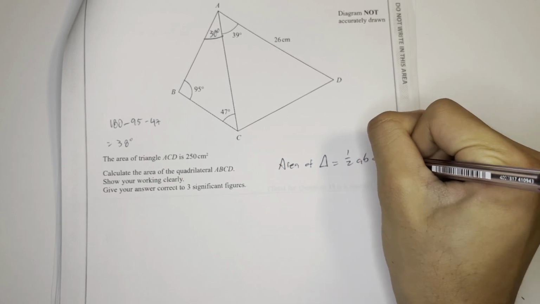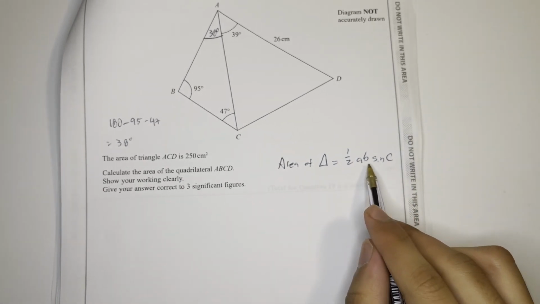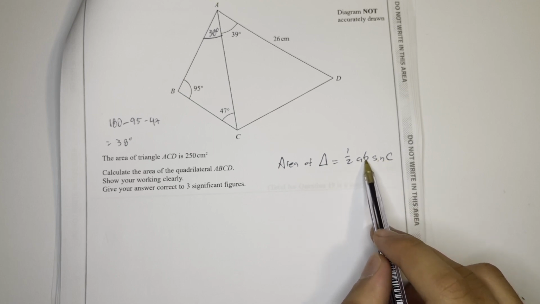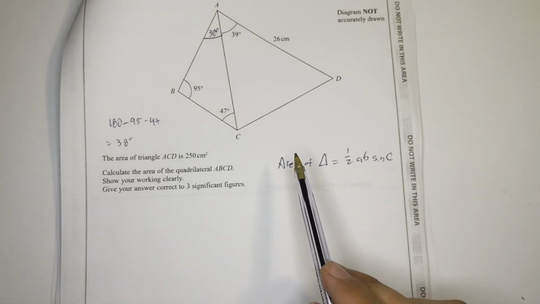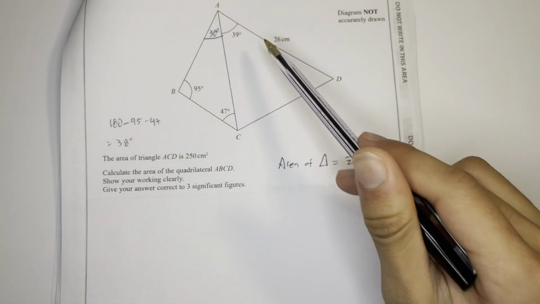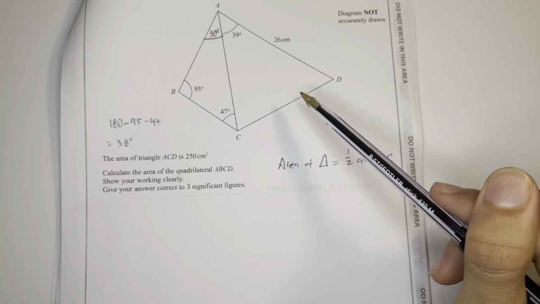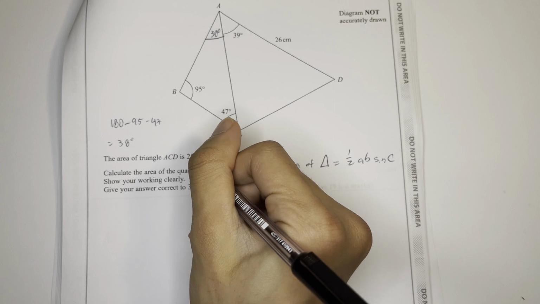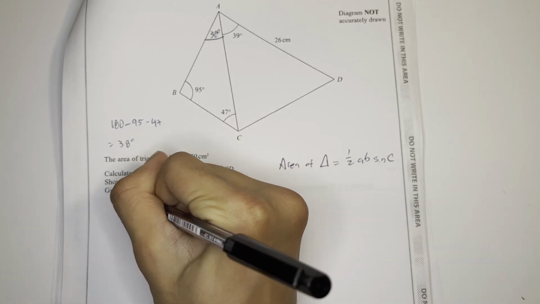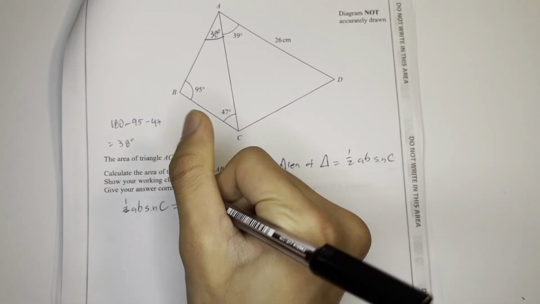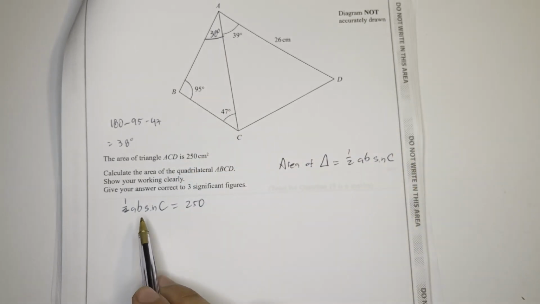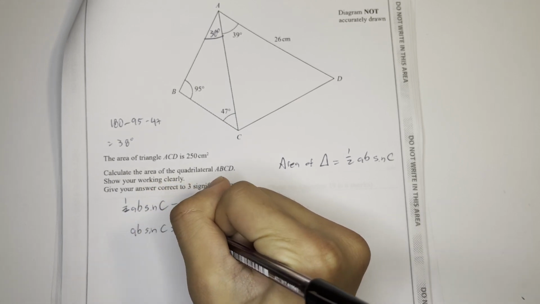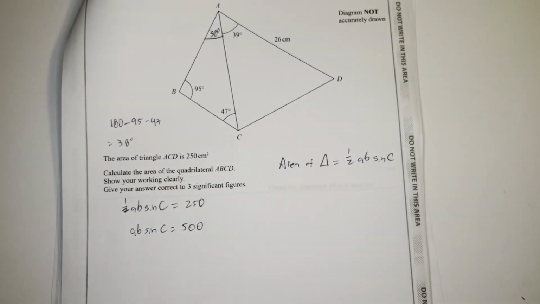1/2 ab sine C, where a and b are any two sides, and sine C is the angle opposite the third side, which we haven't used. We can apply this formula onto this triangle ACD to work out a missing length. So we set the area of this triangle ACD, which is 250 centimeters cubed, equal to 1/2 ab sine C. First of all, we multiply both sides by 2 to get rid of the fraction. So we have that ab sine C is equal to 500.